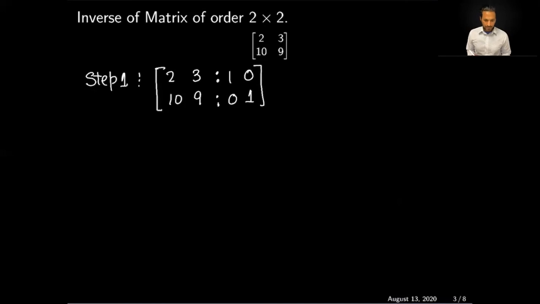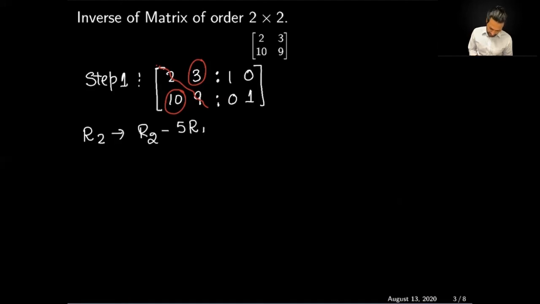The idea of the Gauss-Jordan elimination is to first eliminate this entry, and then reduce all the diagonal entries to 1. So we will use a series of row operations to eliminate 10, then 3, and then make 2 and 9 into 1. My first row operation will be on R2. It will simply be R2 minus the multiplier, which is 5, times R1.